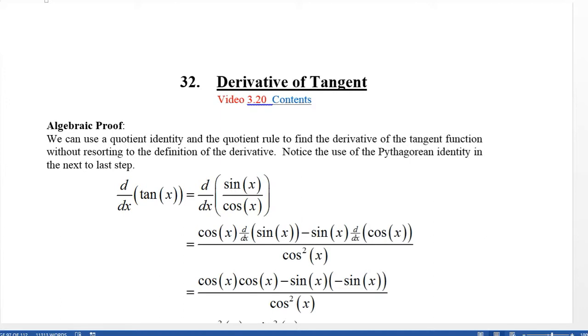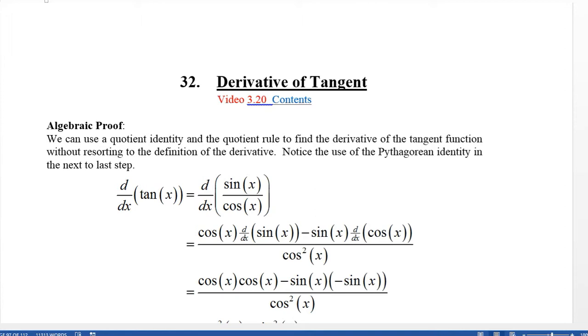Jack Jackson. In this video, we'll derive a shortcut formula for the derivative of the tangent function. So the proof is pretty straightforward here. We do not have to go back to the definition of the derivative in this case because we have some pretty cool little rules and formulas and identities we can use.